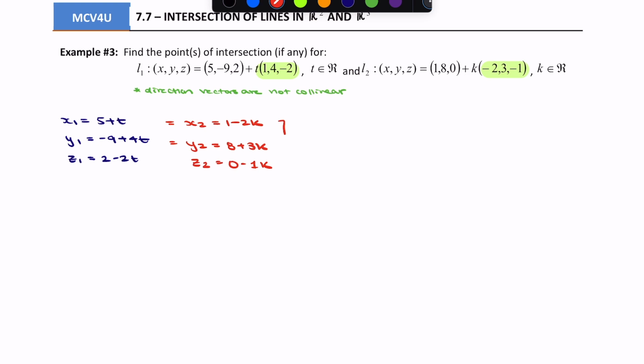Now here, we again only need two equations. So here we only need two equations to solve for t and k. We need to double check with the third equation.